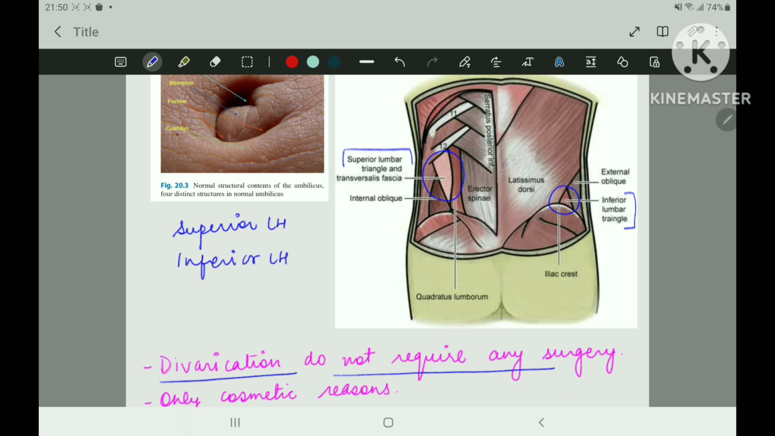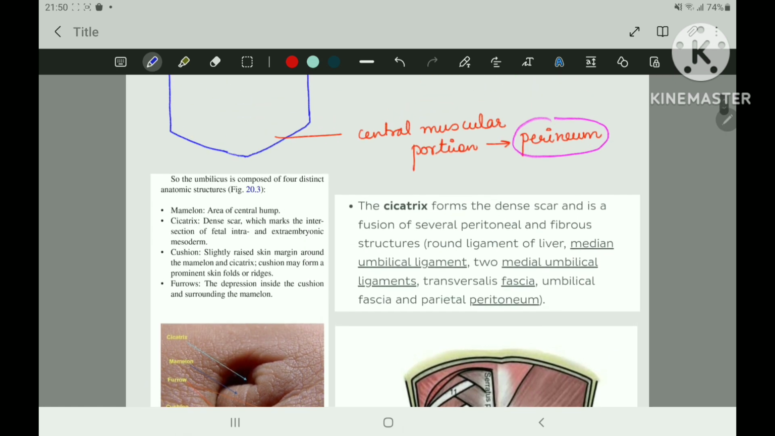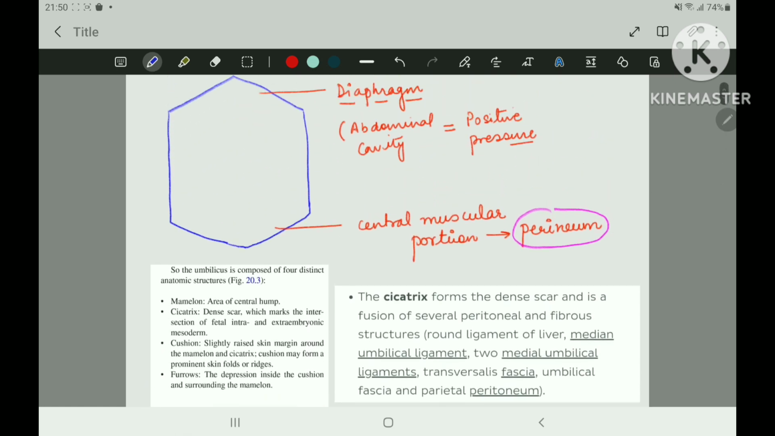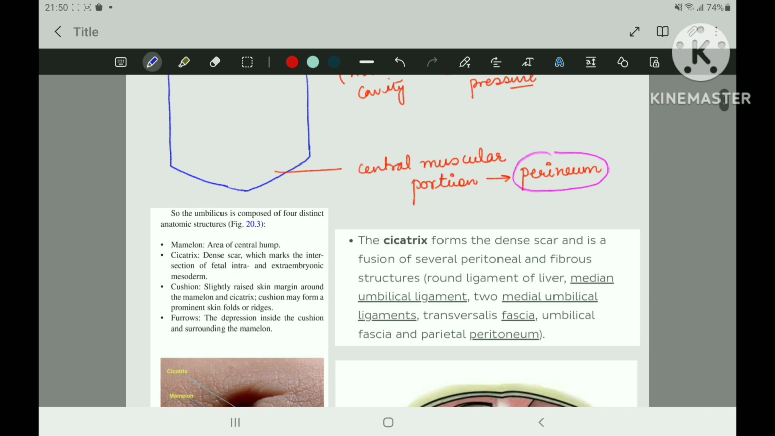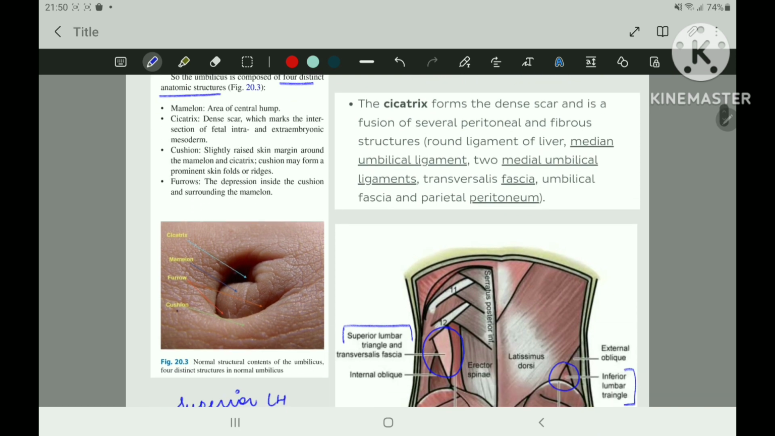So in the central portion is the umbilicus, which is composed of 4 distinct anatomic structures. These are the cicatrix, the mamelon, the furrow, and the cushion.